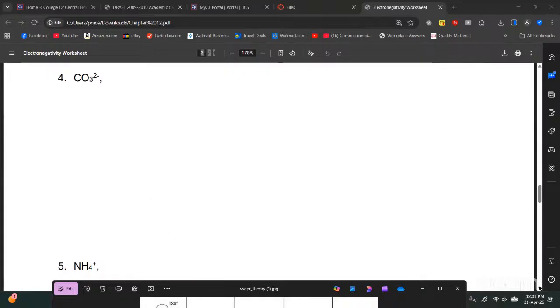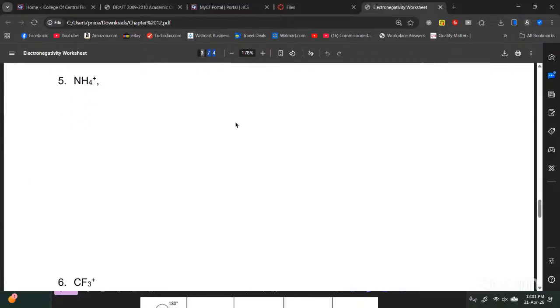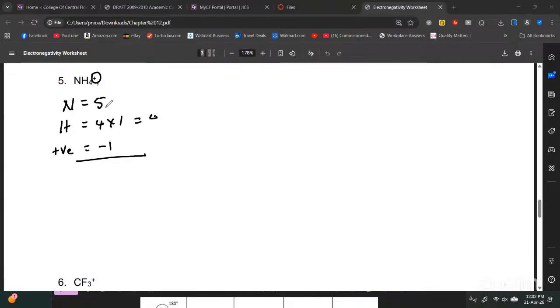Number 5 is ammonium. So let's go through the steps again in this case. So the first step would be, what's the first step? N equals 5 and H equals 4, okay, 4 times 1. And you have a plus charge, which means that we do what do you think? Take away 1. -1, exactly. So that's 5 plus 4, 9, plus -1, so that's 8 electrons, which will equal 4 pairs, right?